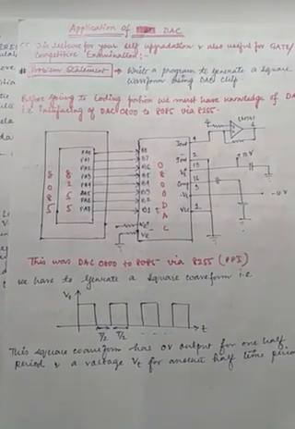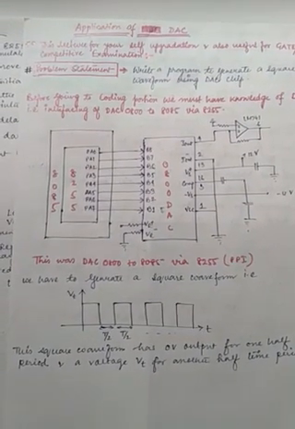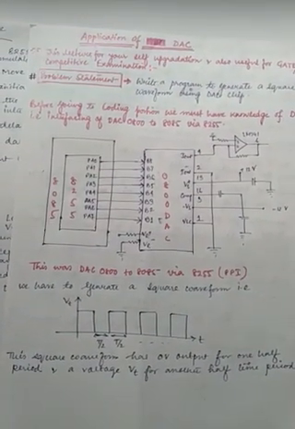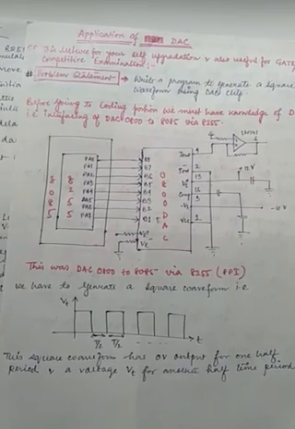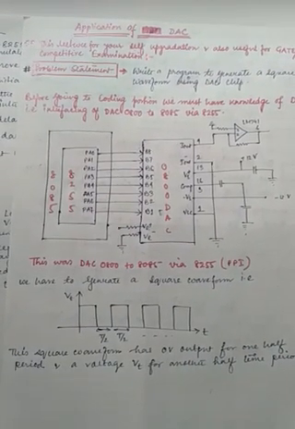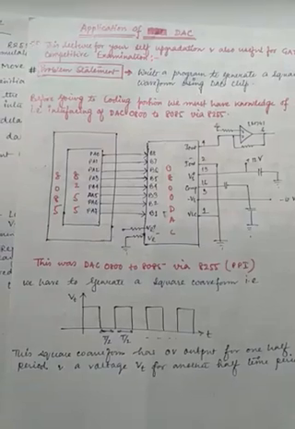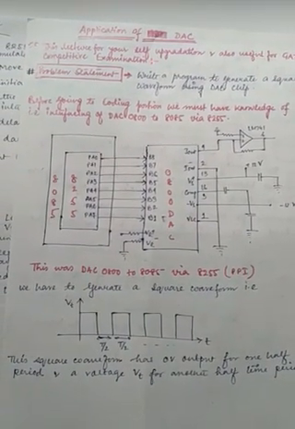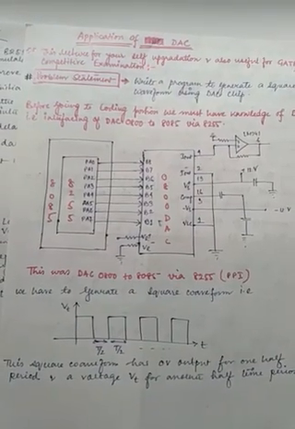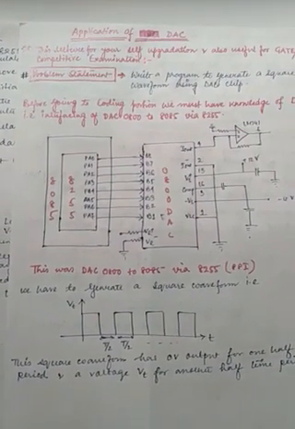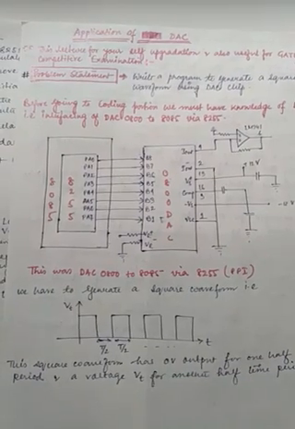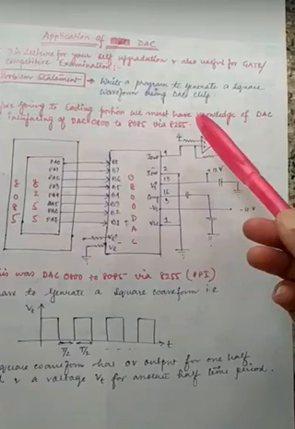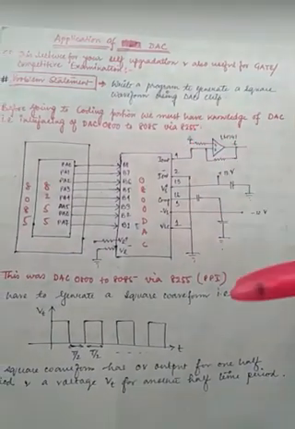Hi students. Now I would like to explain the application of DAC that I have already shared with you, and with some diagrams that I have already explained previously, with the concept of DAC, that means digital to analog converter. And today I will explain one of the most important applications of DAC, that means digital to analog converter. That means generating a square waveform using DAC, right?